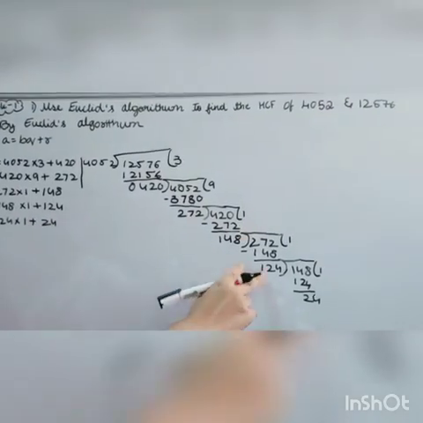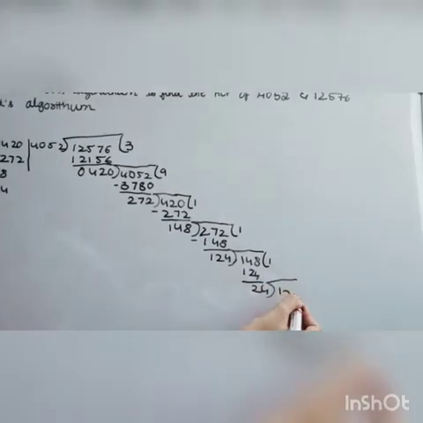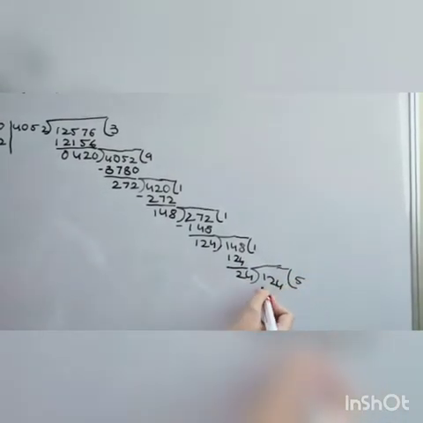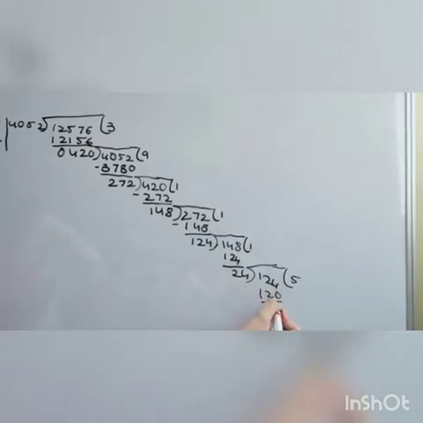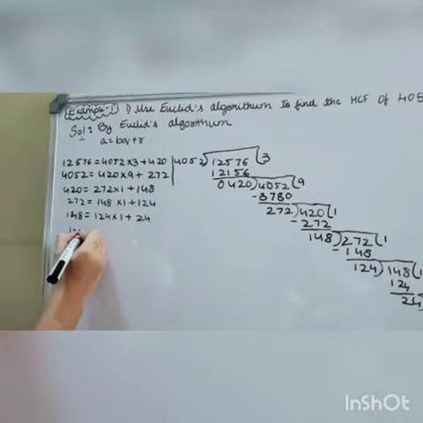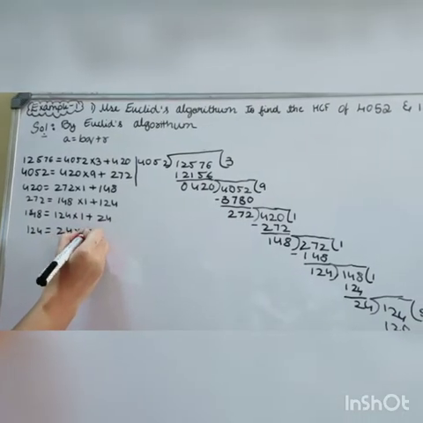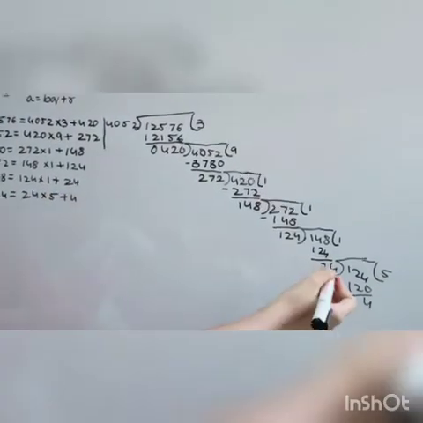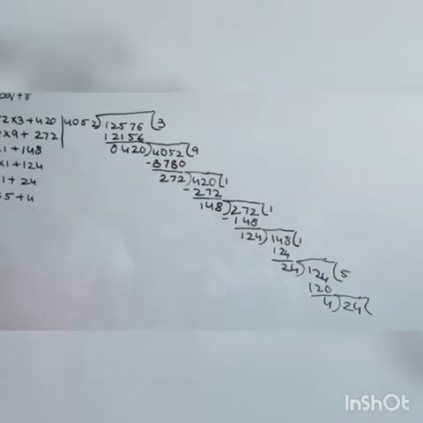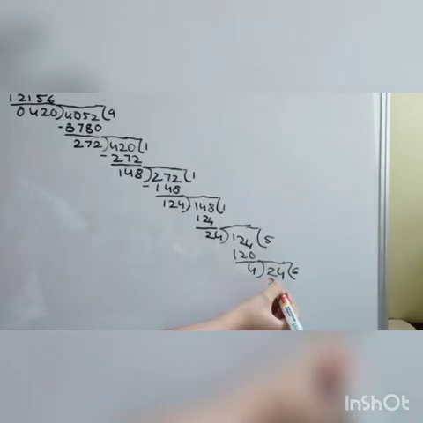Now 124 will come here. And 24 fives are 120. So 4 will be the remainder. So 124 can be written as 24 into 5 plus 4. Now 24 will come here. Now 4 sixes are 24. So 6 and 24 here.